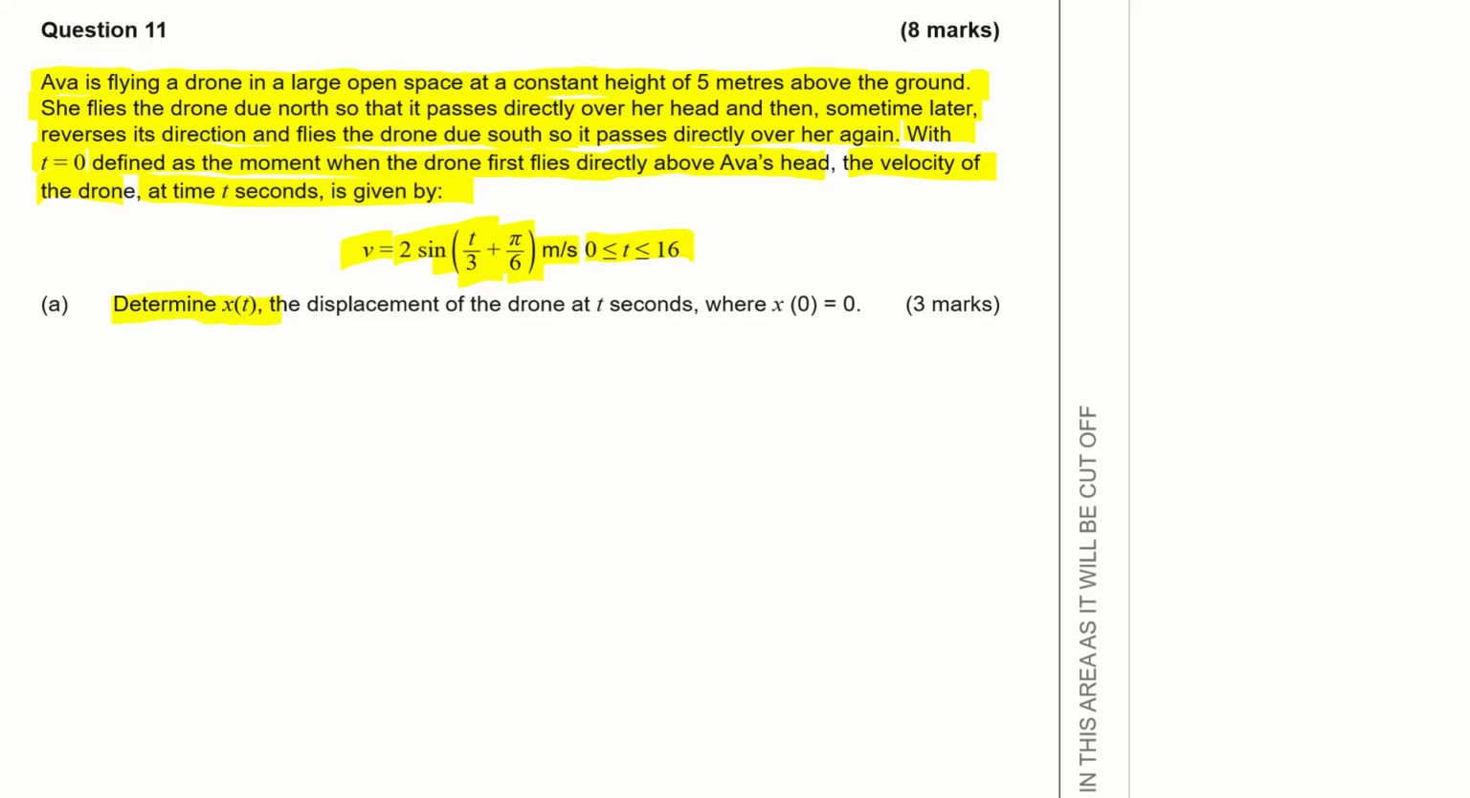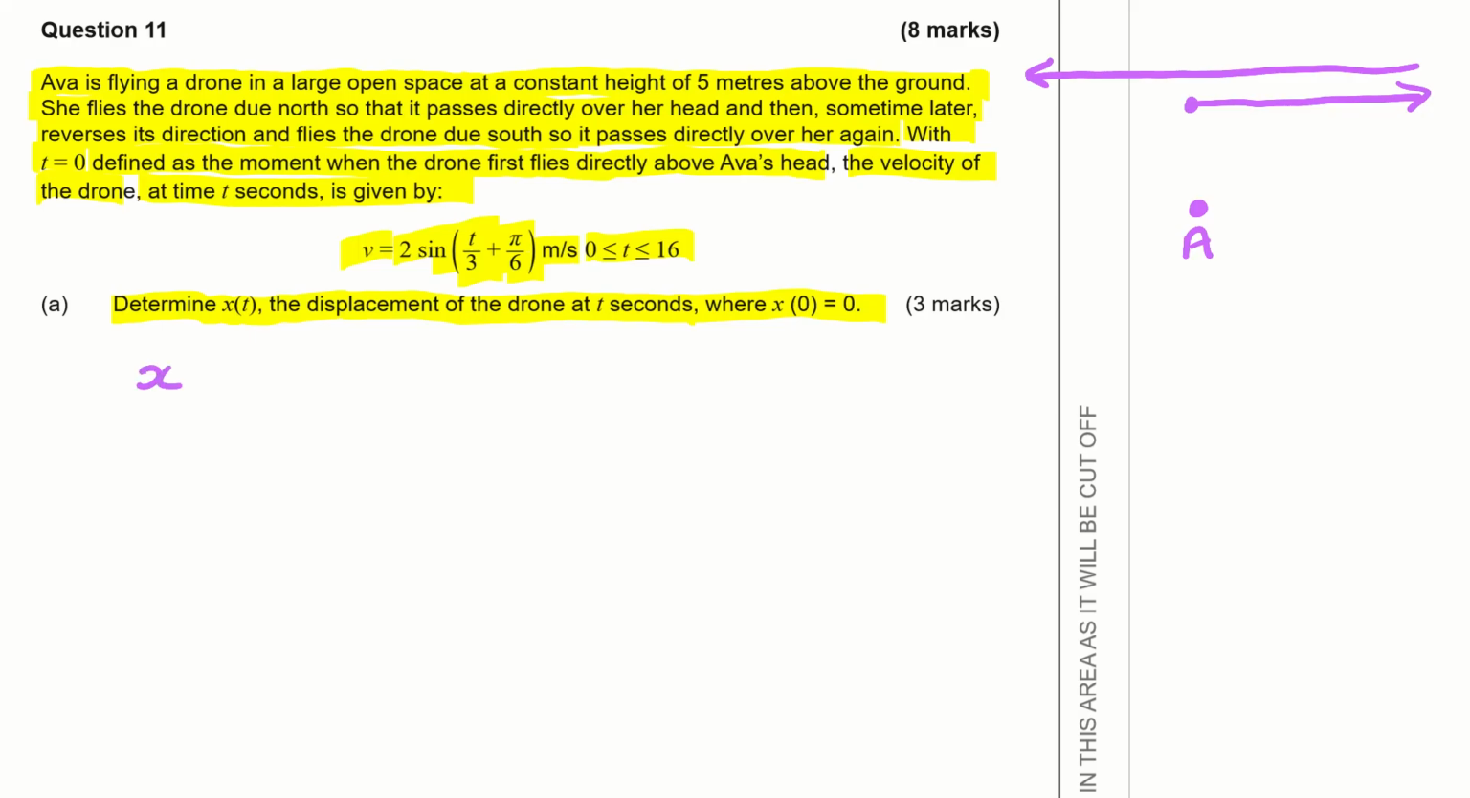We want to determine x(t), the displacement of the drone at t seconds, where x(0) is 0. And so if we have Ava here, t equals 0 is here, and then she's going to fly it off in that direction, and then she's going to fly it back this way, and so on. So we want x, and we get that by integrating v.